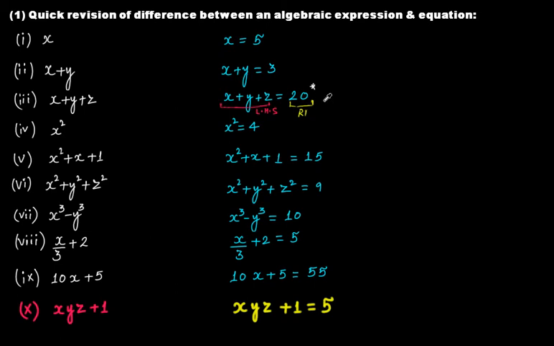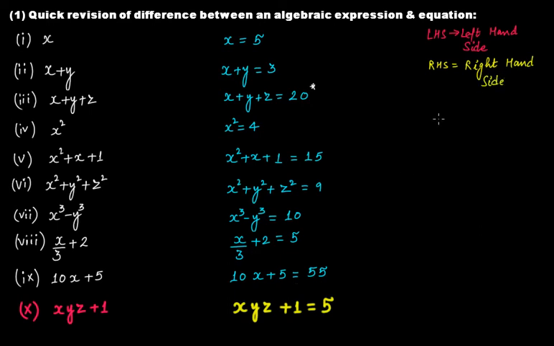Okay, so let me write it here. We have LHS, that stands for left hand side of an equation. That was this one in this case. In this case we have 10x plus 5. If we take this, 10x plus 5 is the LHS and 55 is the RHS. So RHS stands for right hand side of an equation. Okay, so you have to remember this.